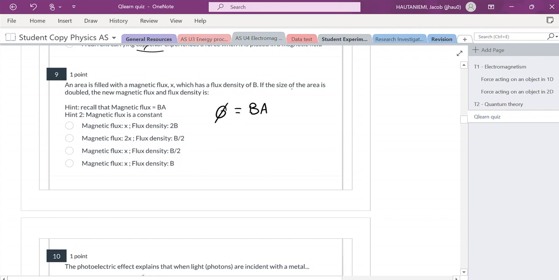If the size of the area is doubled, so A is going to become 2A, what is the new flux density? Now, I've given you a hint, and this is super important. Number one, we have to remember that equation. Number two, magnetic flux is a constant. We've got two things, our flux and our flux density.